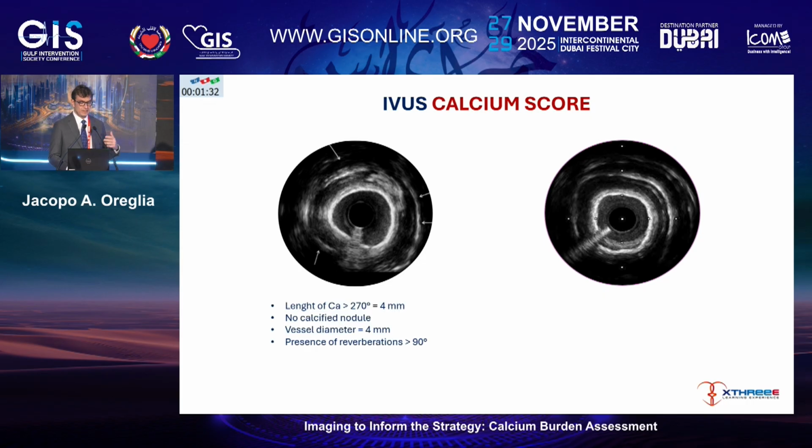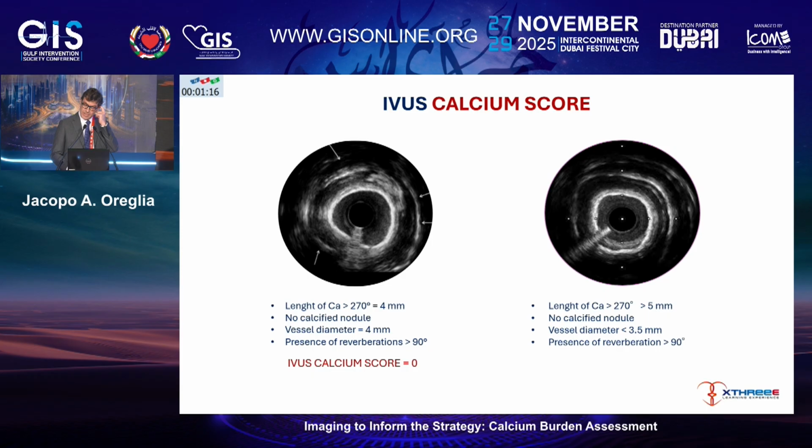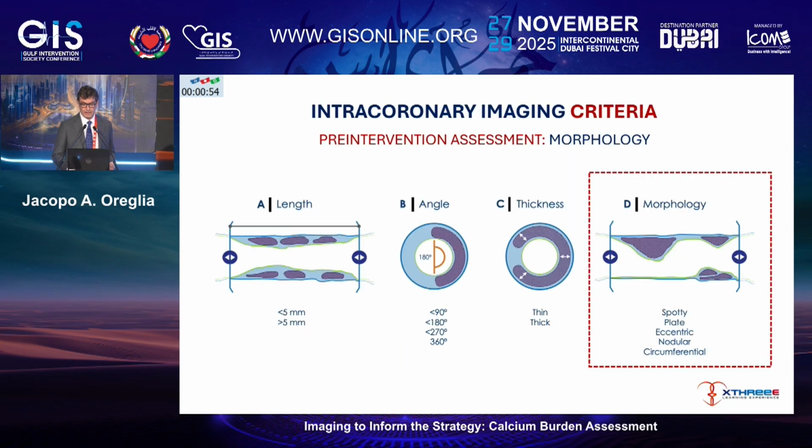So, for example, if we see these two lesions, they look very similar, but if we measure them in the longitudinal axis, we can see that here we have a longitudinal calcification of 4 millimeters, without any calcified nodules. The vessel diameter is 4 millimeters, and there are reverberations, so it looks like a thinner calcium. So the IVUS calcium score is 0. In this case, we have a longer calcific segment of more than 5 millimeters, no calcified nodules. The vessel diameter is less than 3.5, and there are reverberations. So in this case, due to the diameter and to the length, the calcium score is 2. And when we have 2 or more, we need something to modify the plaque or to debulk the plaque.